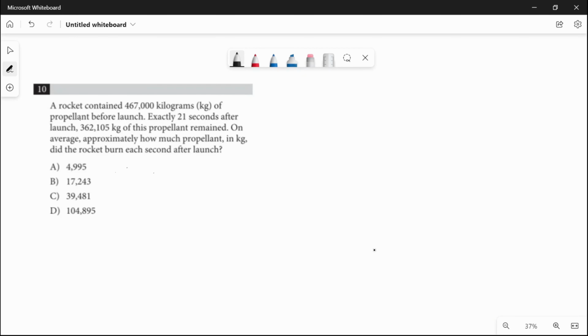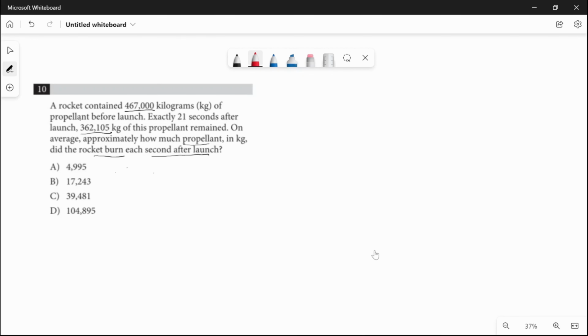Question number 10. A rocket contained this number of kilograms of propellant before launch. Exactly 21 seconds after launch, it contained this number of kilograms of propellant. On average, approximately how much propellant in kilograms did the rocket burn each second after the launch?